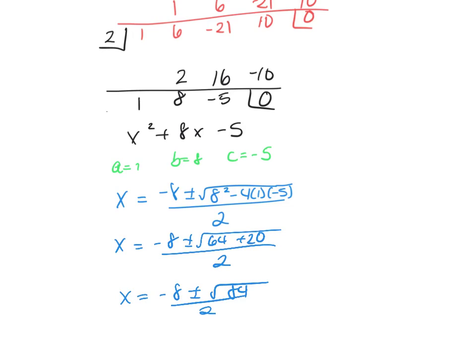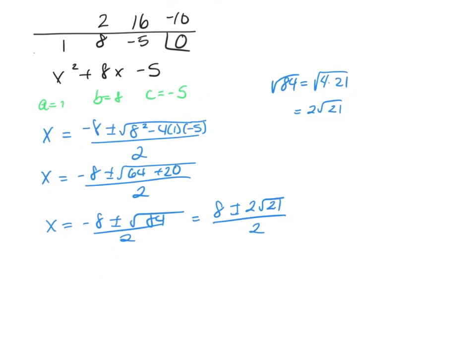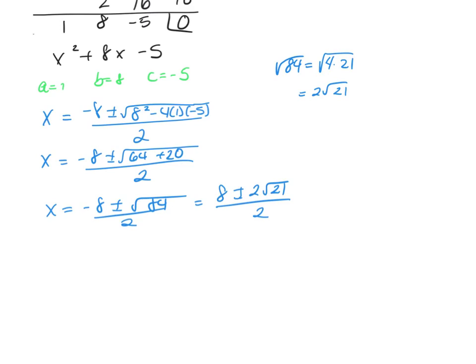In 84, do I have any perfect squares I can factor out of there? Any perfect squared numbers? The square root of 84, how can I write that as a perfect square times something else? 4 goes in there, right? Yeah. So I can write that as the square root of 4 times 21, which equals 2 square root of 21. Do you agree to that? Okay. So then this is negative 8 plus or minus 2 root 21 all over 2. And the reason I took that step is because I want this to not be a fraction. And so I end up with negative 4 plus or minus the square root of 21.